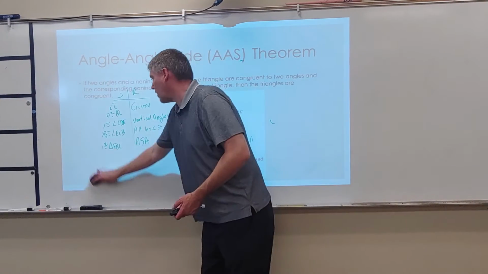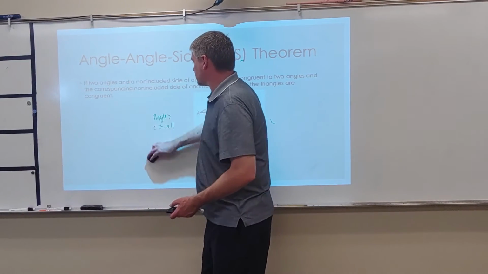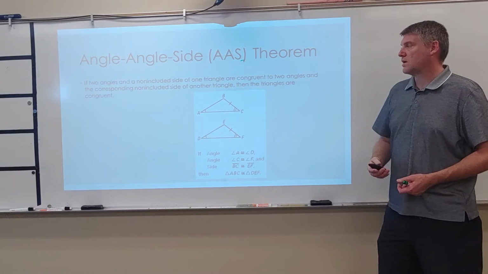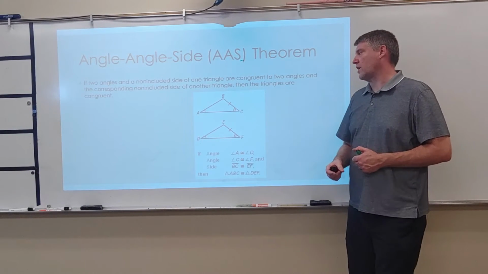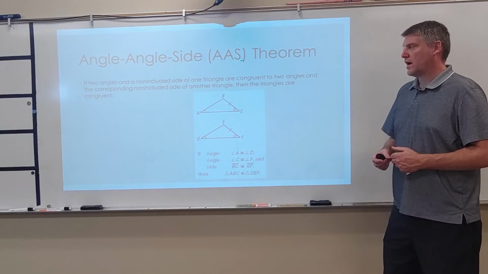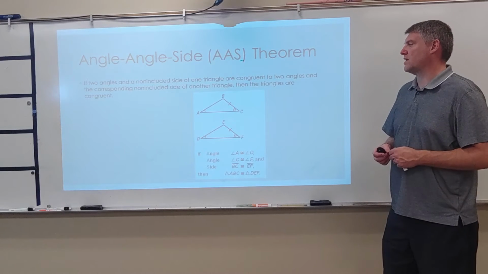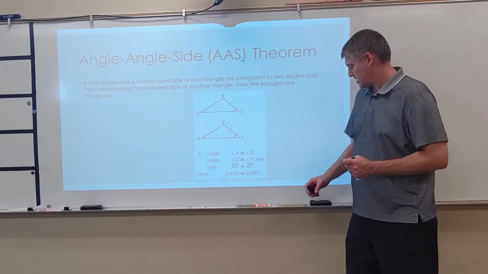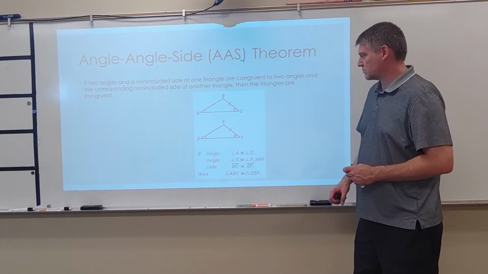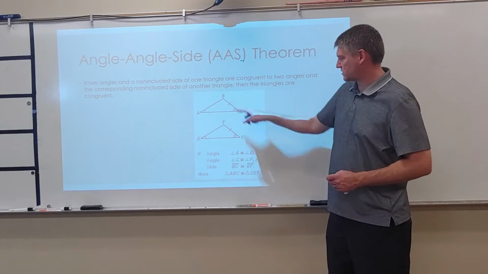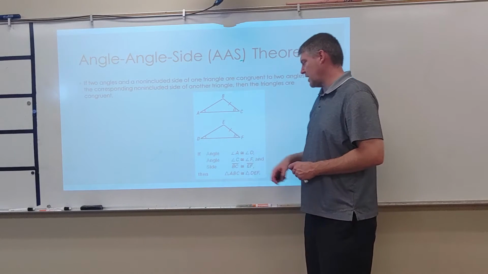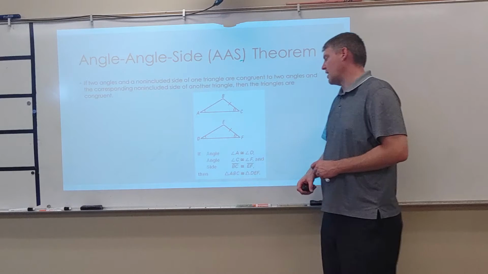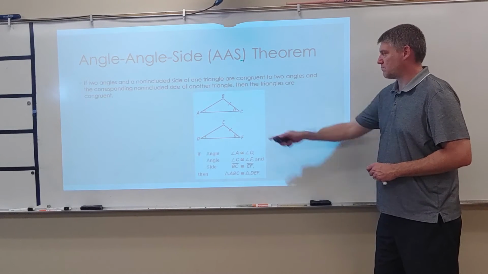Okay? Now, next one is angle angle side. So if two angles and a non-included side of one triangle are congruent to two angles and the corresponding non-included side of another triangle, then the triangles are congruent. So you've got to remember that, that they are congruent. So here we have angle angle side, angle angle side. They are congruent. Notice that the side matches up right next to the double angle there.